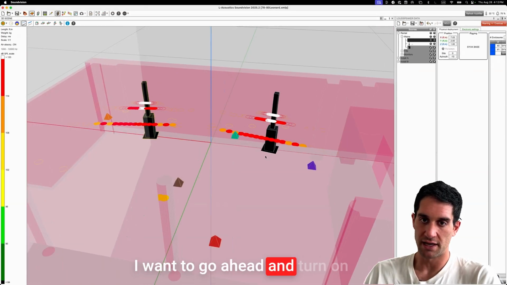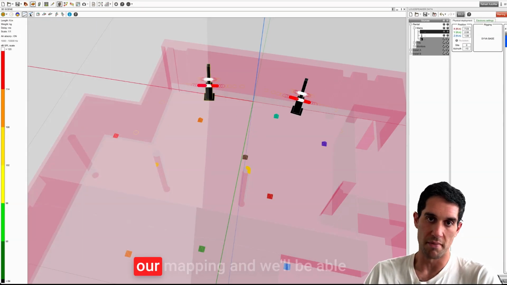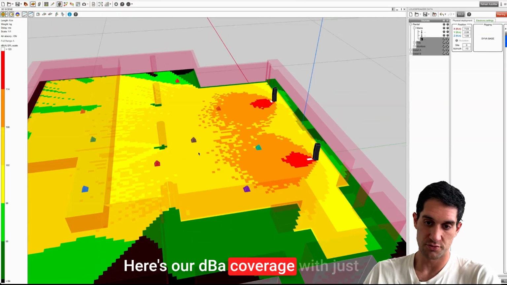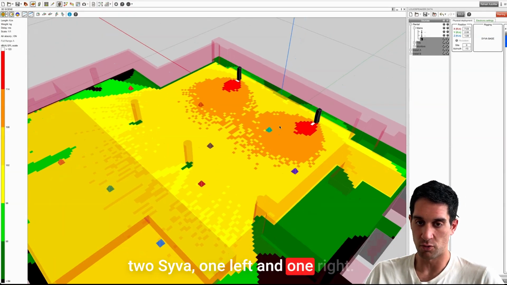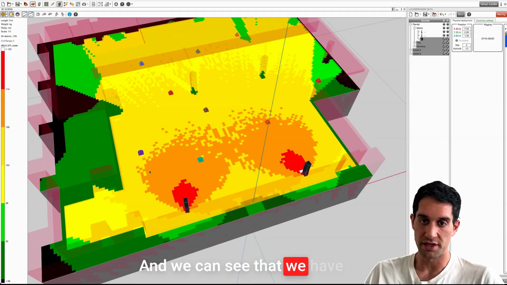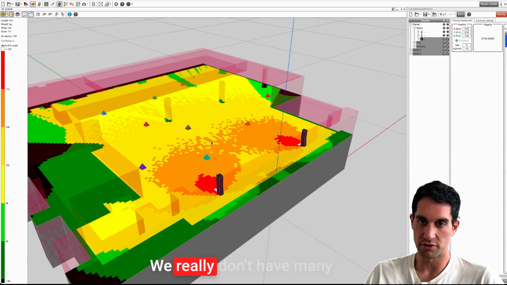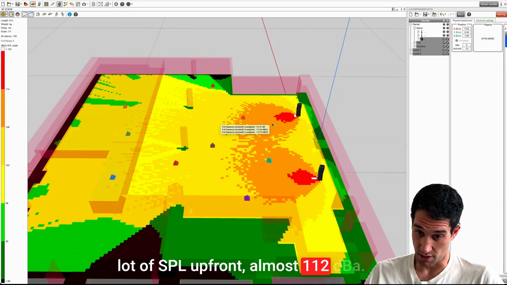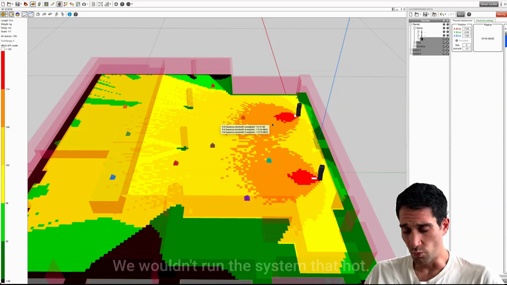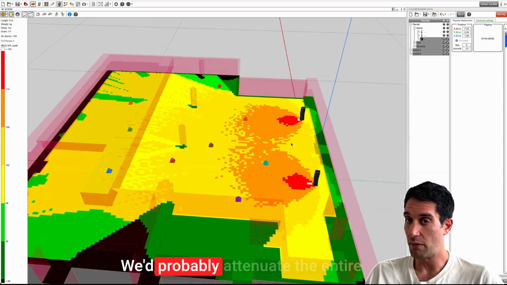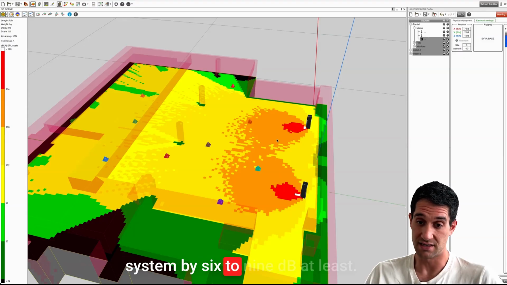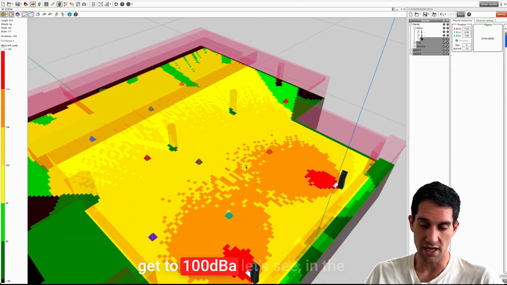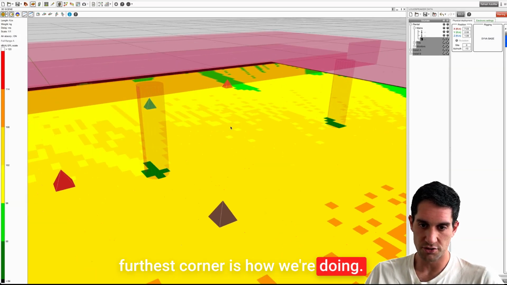I want to go ahead and turn on our mapping and we'll be able to see how we're doing so far. Here's our dBA coverage with just 2 Syva, one left and one right. And we can see that we have achieved pretty strong coverage. We really don't have many shadows. We're achieving quite a lot of SPL up front, almost 112 dBA. We wouldn't run the system that hot. We'd probably attenuate the entire system by 6 to 9 dB at least, since our target is really only to get to 100 dBA.